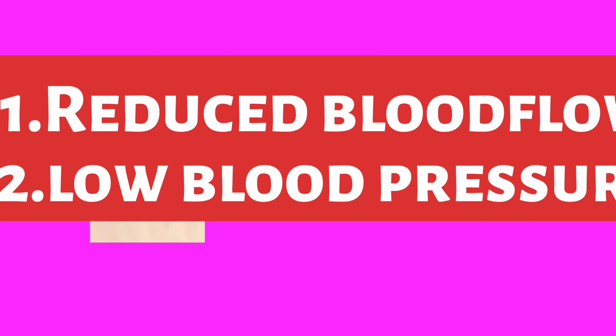And what supplies the vital organs with nutrients and oxygen? Blood. That means when there is shock, there's a problem with the flow of blood and the blood volume. So when the blood volume is low and the blood flow is not there or it's low, that's when you're going to experience shock. So shock is characterized by reduced blood flow or a drop in blood flow and blood pressure.